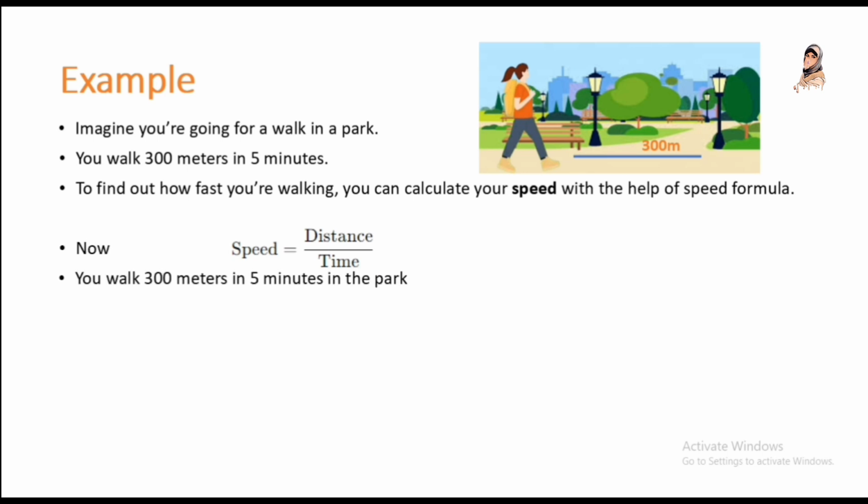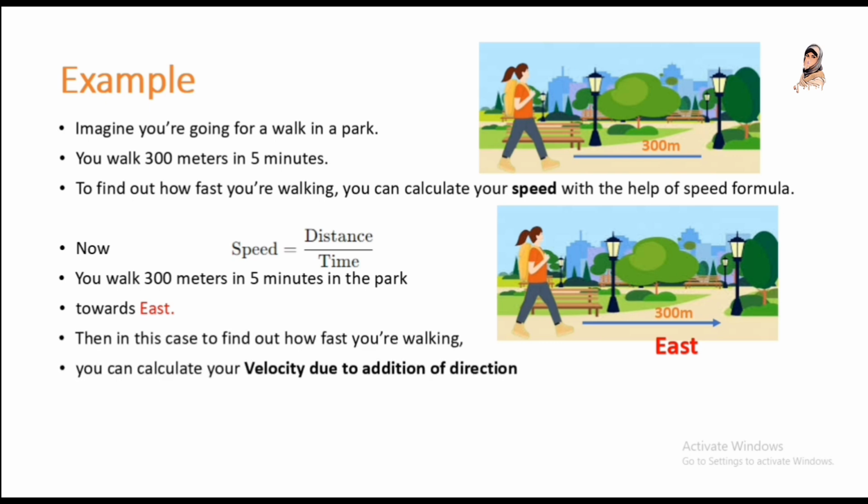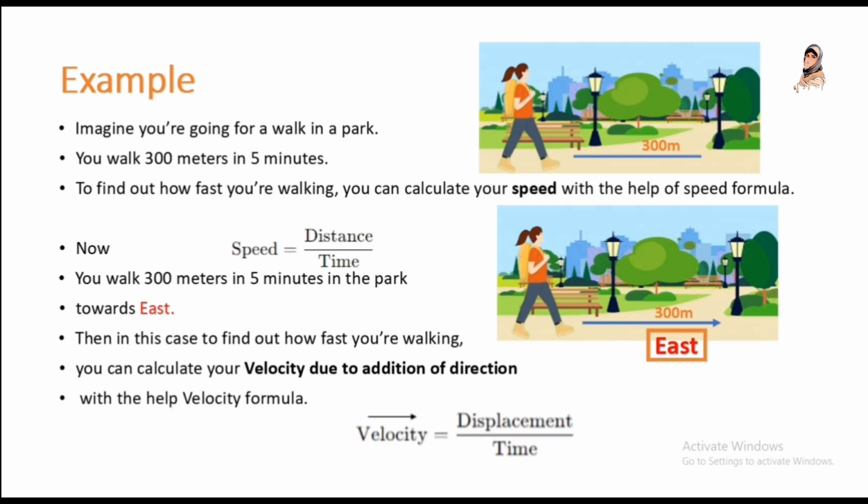Now, you walk 300 meters in 5 minutes in the park towards the east. Then in this case, to find out how fast you are walking, you can calculate your velocity, due to the addition of direction, with the help of the velocity formula. So students, this is the concept of speed and velocity.